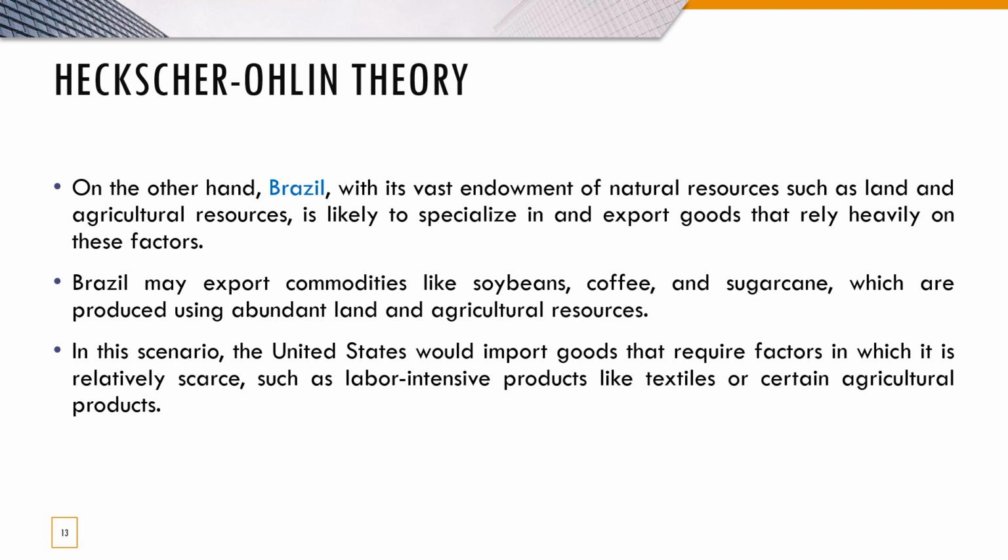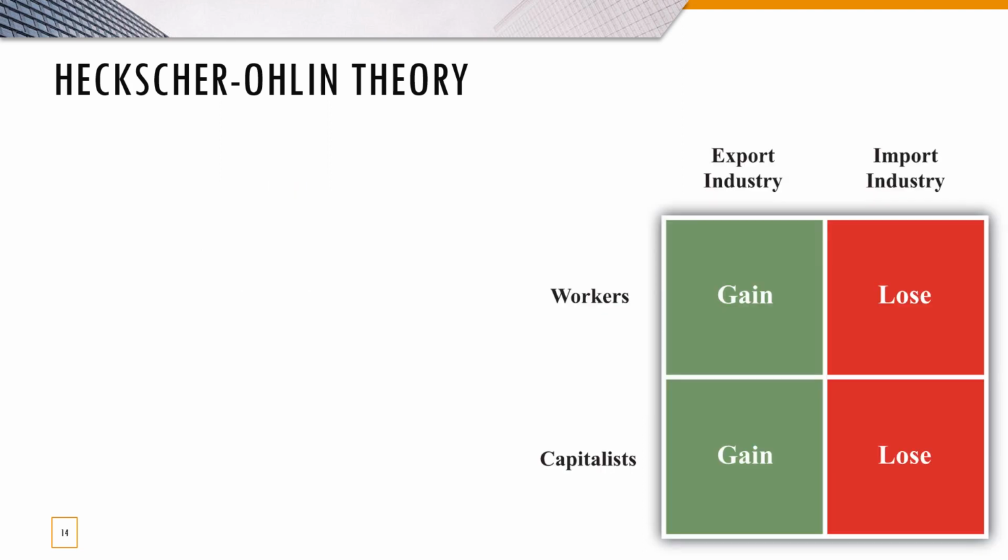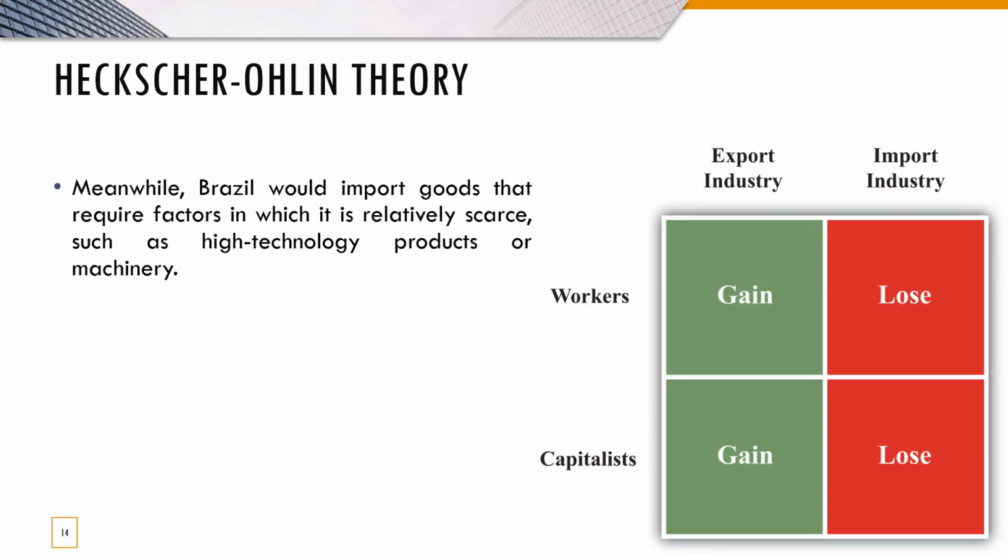In this scenario, the United States would import goods that require factors in which it is relatively scarce, such as labor-intensive products like textiles or certain agricultural products. Meanwhile, Brazil would import goods that require factors in which it is relatively scarce, such as high-technology products or machinery.